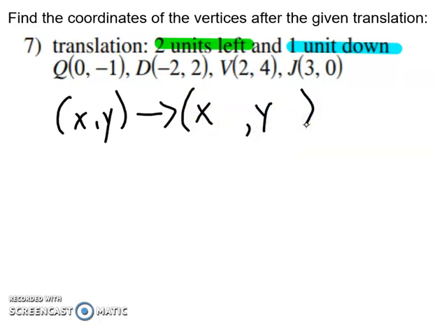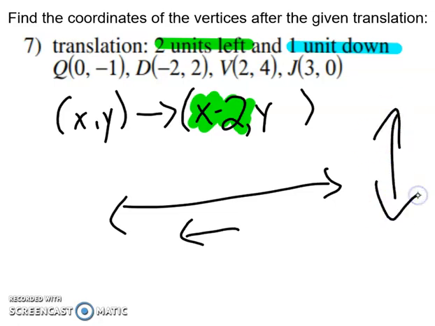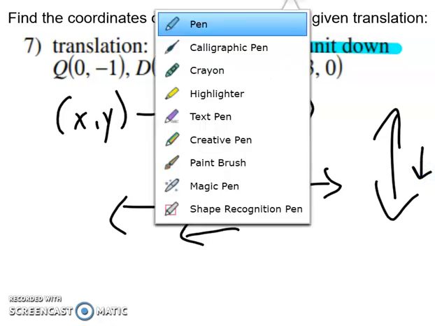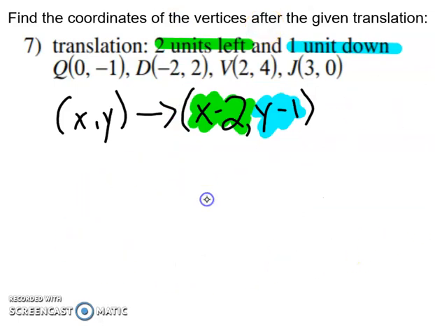If I'm moving 2 units left, think of your x-axis. If I'm going left, is that positive or is that negative? That's negative. So it's going to be x minus 2. Now let's think of our y-axis. It says I'm going 1 unit down. Is that positive or is that negative? That's also negative. So we get y minus 1. Now we're going to take that rule and apply it to Q, D, V, and J.